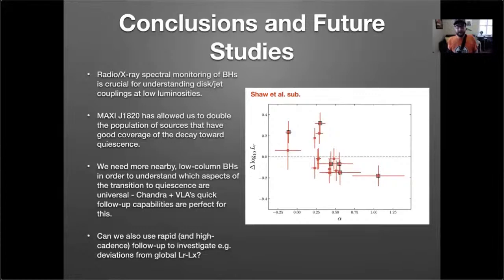And the only reason we were able to do this was because of Chandra and VLA's quick follow-up capabilities. But in the future, could we also use rapid and high cadence follow-up to investigate, for example, the deviations that I briefly talked about from the LRLX best fit? Could we potentially get strictly simultaneous observations to investigate this? I show this plot on the right, which shows on the y-axis the deviation from the best fit LRLX in log radio luminosity space versus the radio spectral index. And we see a hint of an anti-correlation. Now, this isn't statistically significant, but it is intriguing enough. Could this anti-correlation be real? And could this tell us a little bit more about the emission processes that are going on?